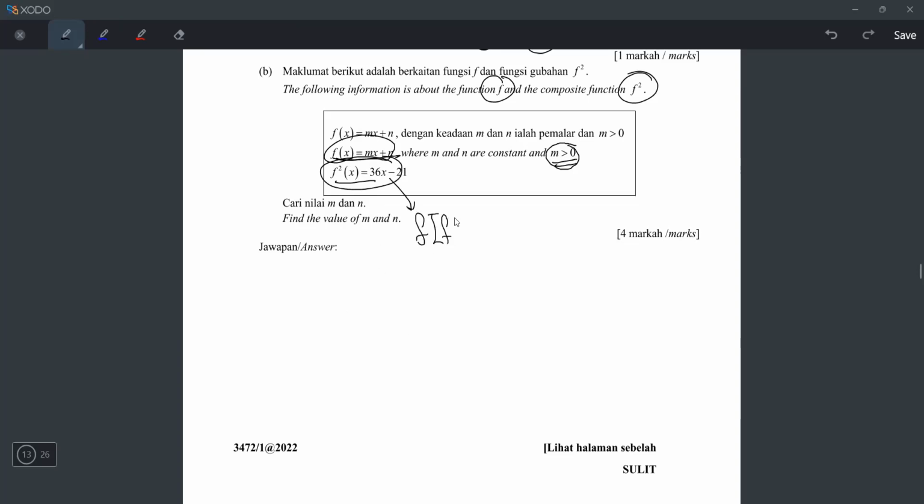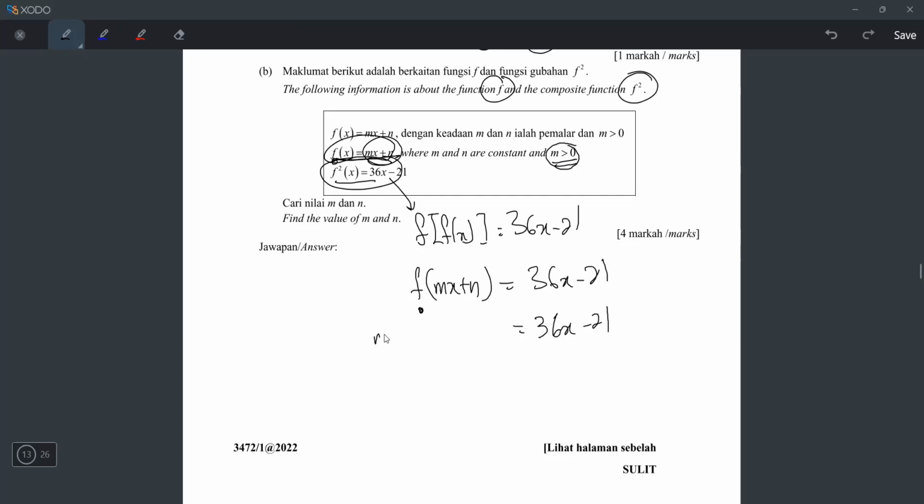f of fx equals 36x minus 21. And the 36x minus 21, just leave it. There's nothing to do here. What you have to do is the left hand side. So which one do we do first? Do the inside first, meaning the inner fx. So inside fx there is mx plus n. So substitute. And can you see this is function f, this is also function f? So we can say that they belong to the same function. It means I can write the mx plus n again here. But this time, be careful because the bracket x has already changed to the bracket mx plus n.